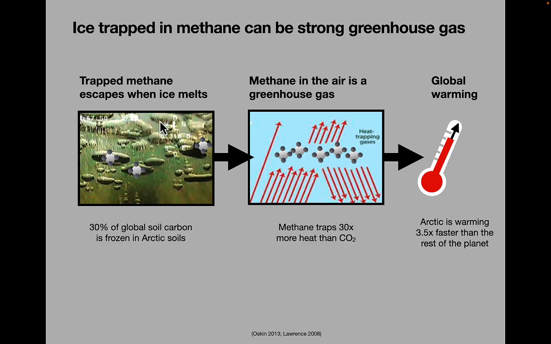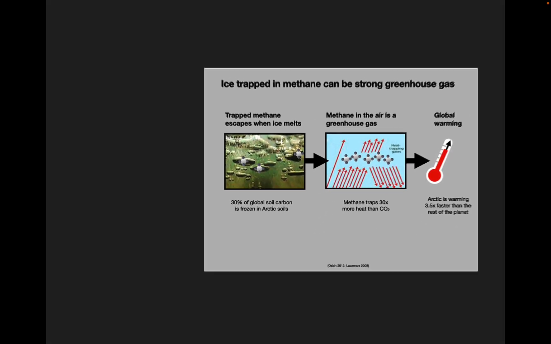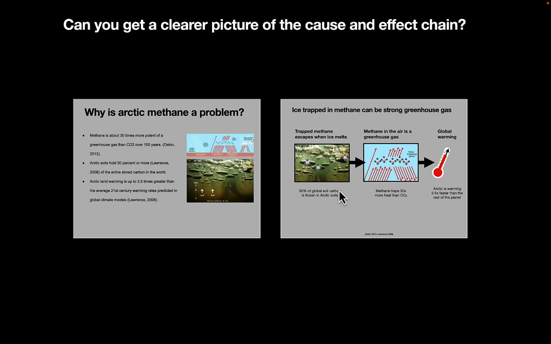And so what I've done is I've taken that picture of ice and I've shown us a chain of cause and effect. Trapped methane escapes when ice melts. That methane in the air is a greenhouse gas, and that leads to global warming. And I actually have all of the same details that were in that bulleted list on the left. And when we do that, we end up with all the details. But at a glance, you can get that chain of cause and effect just by seeing it.